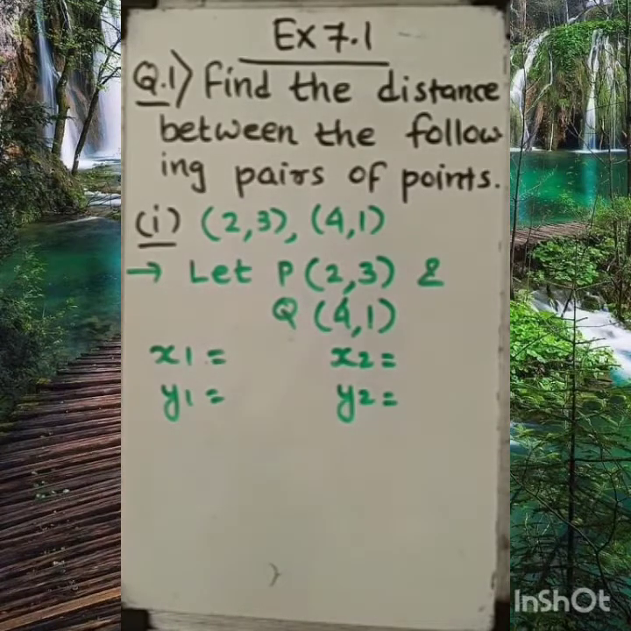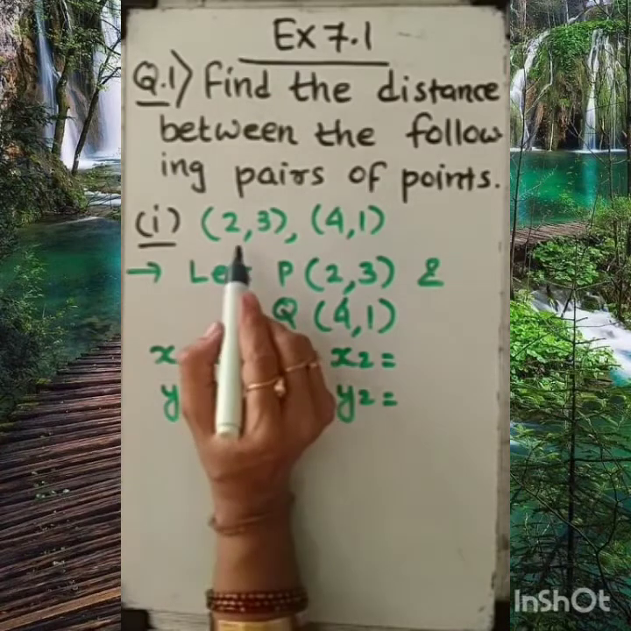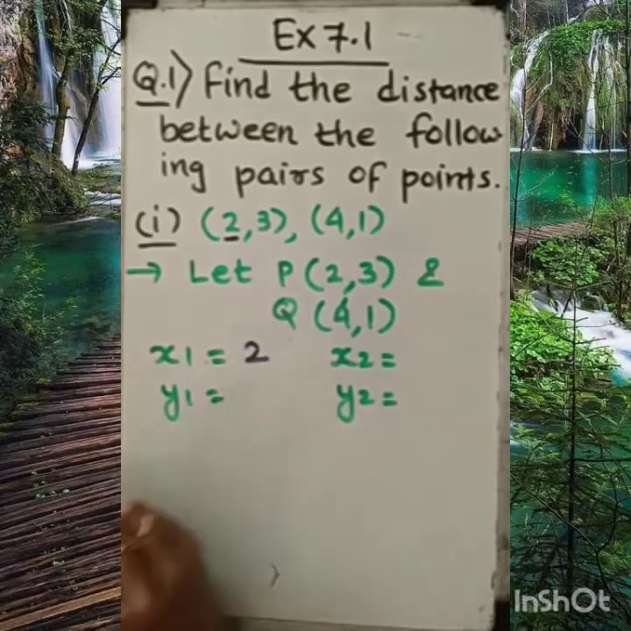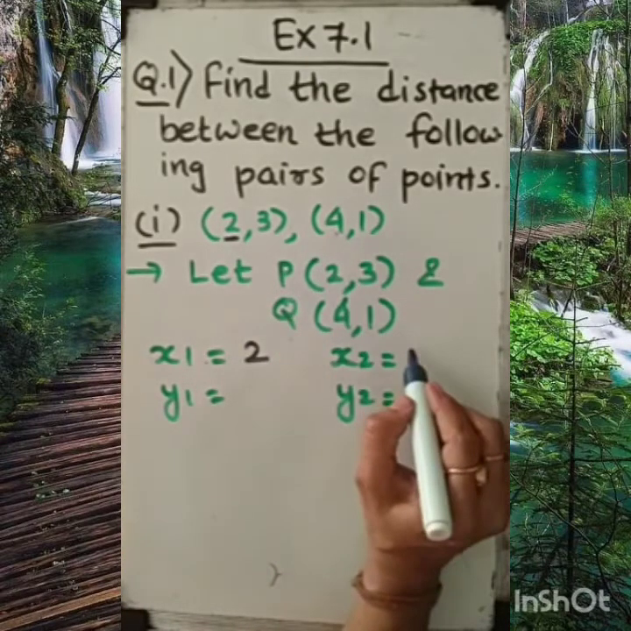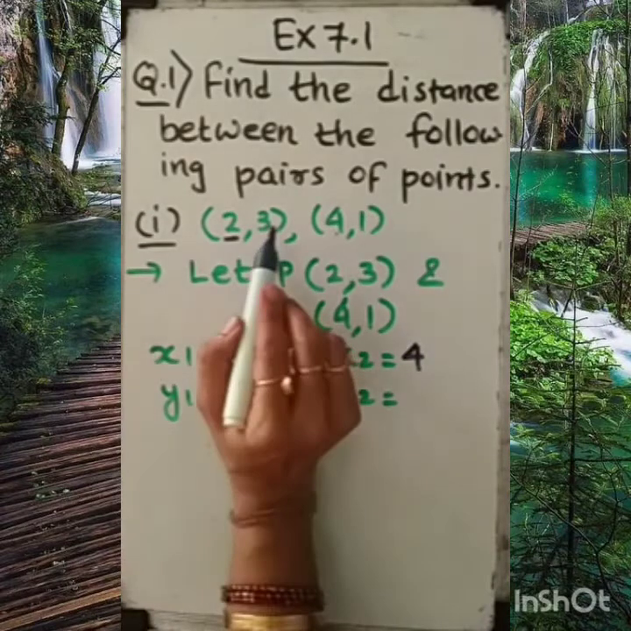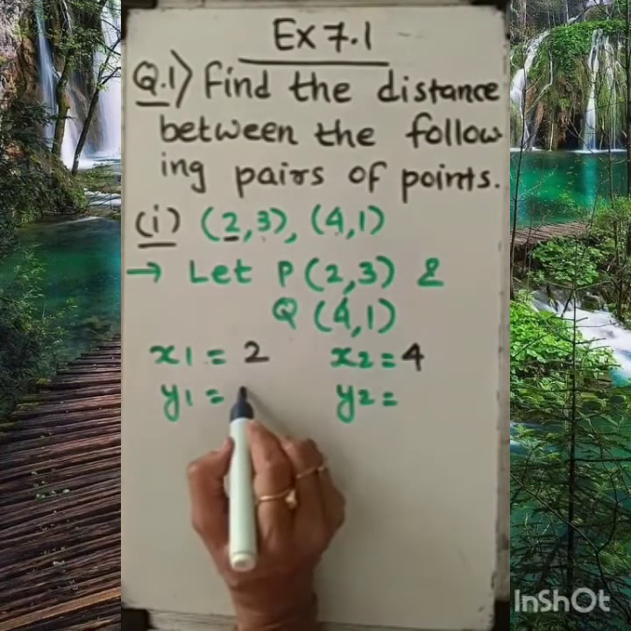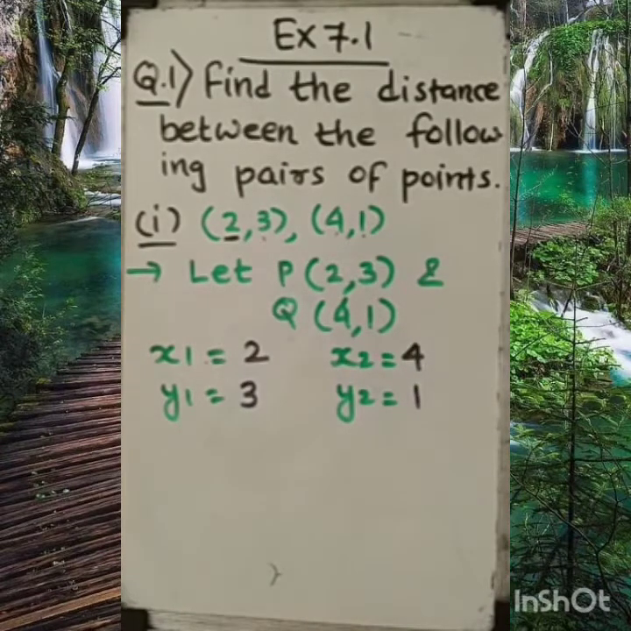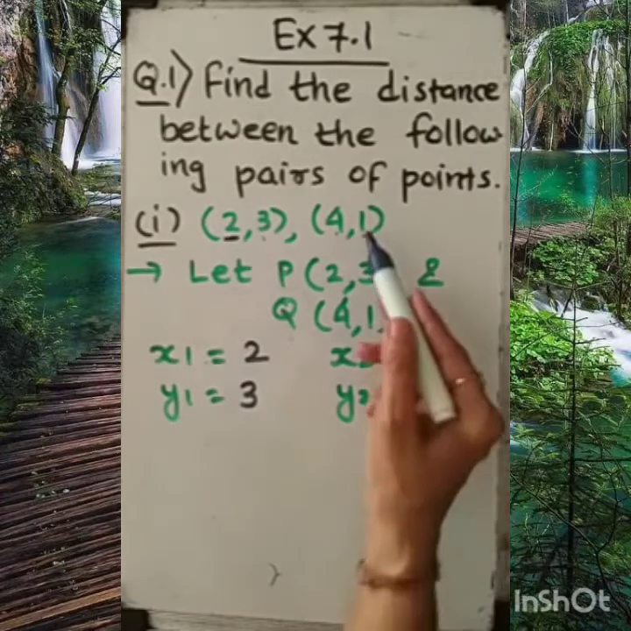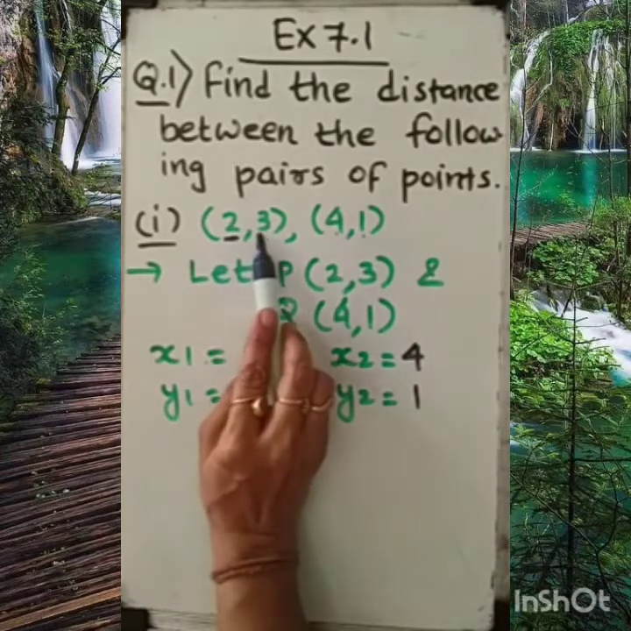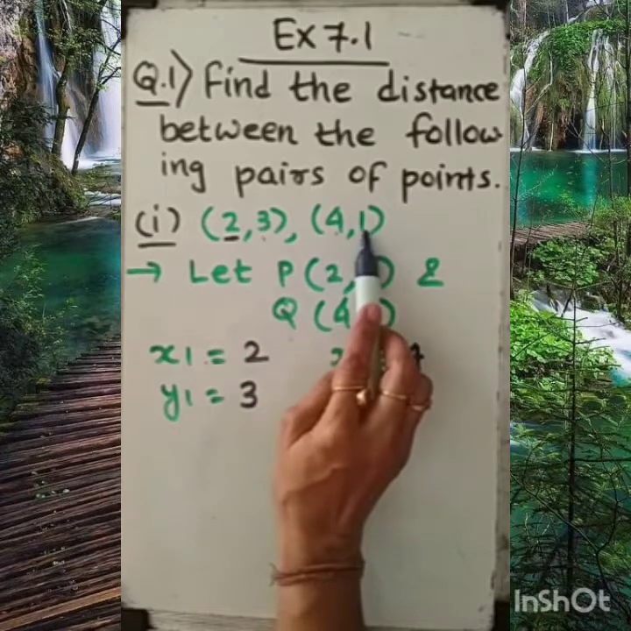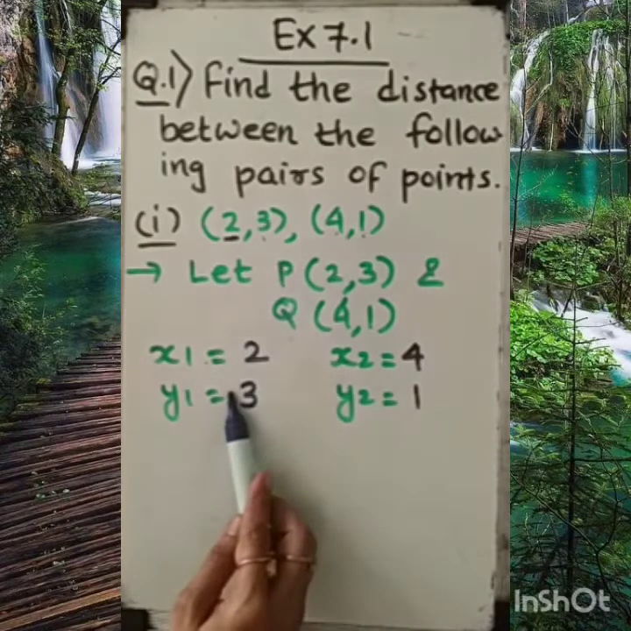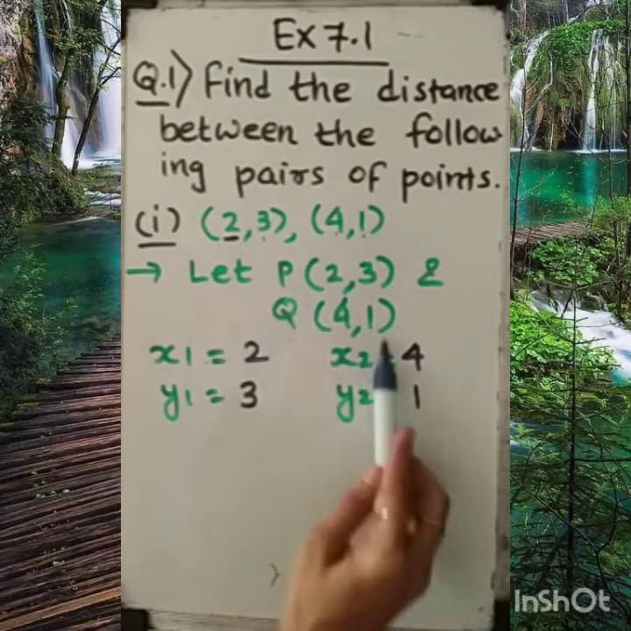Please observe here, x1 is the coordinate of P, that is 2. x2 is the coordinate of Q, that is 4. This is the y coordinate of P, so it is y1, which is 3. And this is the y coordinate of the other point Q, that is y2 equal to 1. So you need to say (x1, y1) and (x2, y2). According to that, these two are the coordinates of point P and these two are the coordinates of point Q. Clear to you?